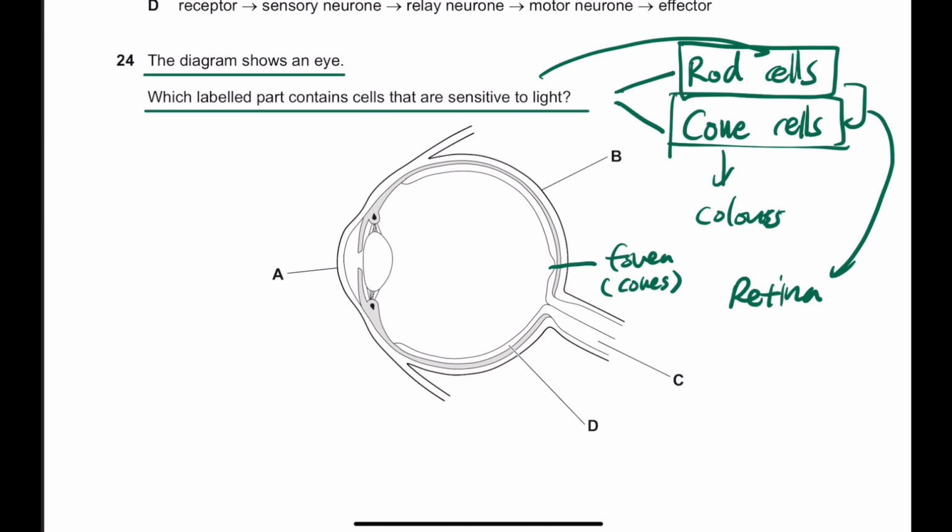So the answer here is D, because the inner part, this part, is called the retina, and it contains both rods and cones, so rod cells and cone cells. So the answer is D.